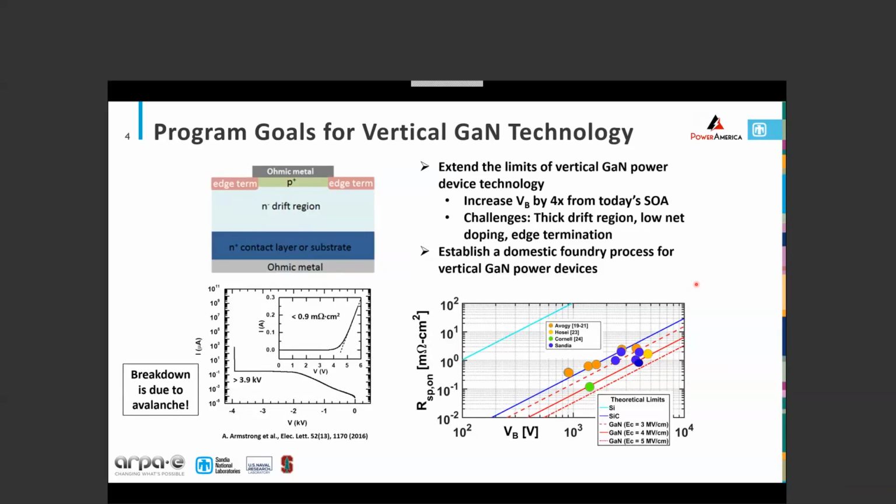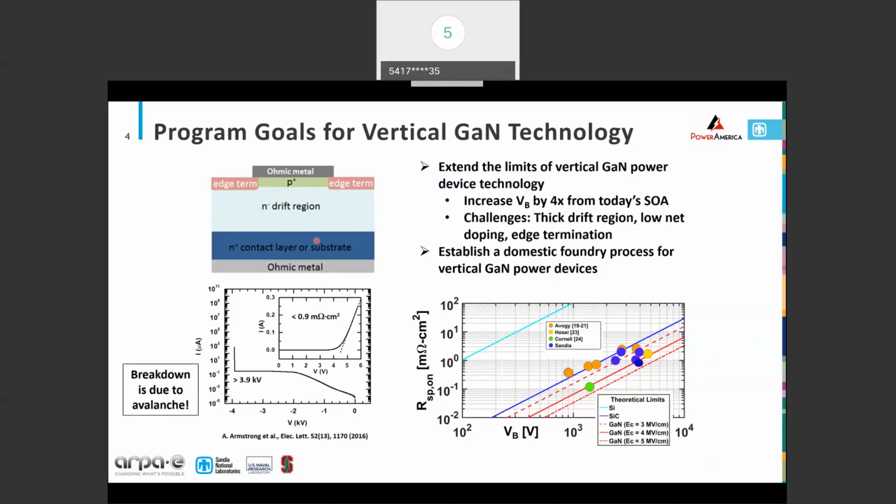And I know there was another PowerAmerica webinar, maybe about 6 months ago, on vertical GaN, so some of that was covered there. But these types of devices are quite different from the HEMTs. Their structure really more resembles what you'd see in a silicon or silicon carbide discrete power device. I try to illustrate that in the upper left here, just a schematic of one of these devices.